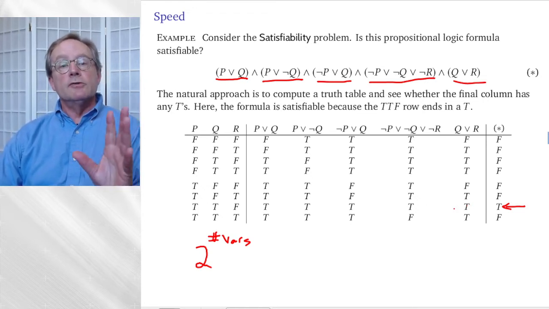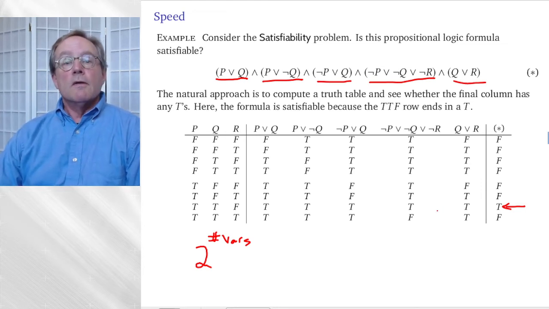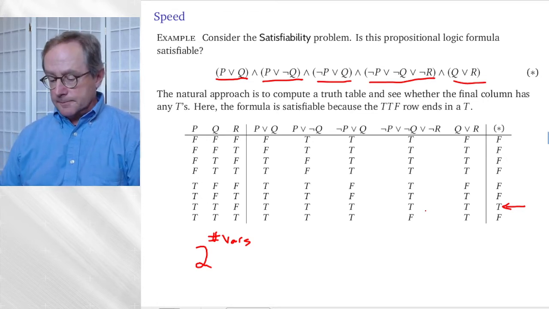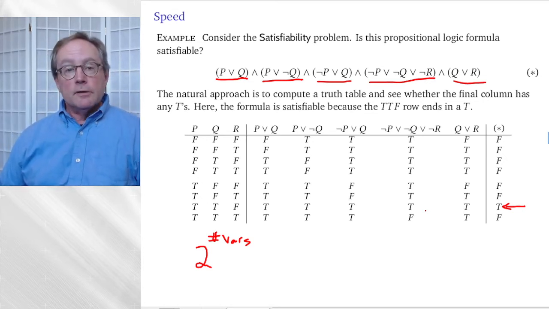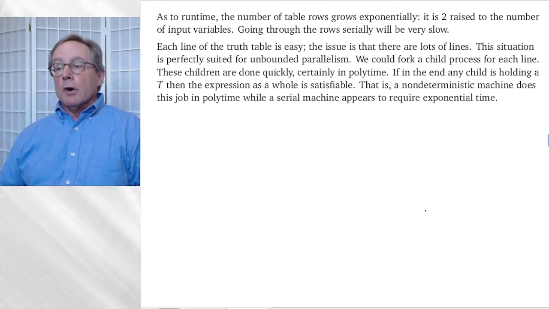So we are interested in these machines because they seem, at least at first glance, to be able to do the jobs faster than a deterministic machine. Okay, so speed is the short answer. Why are we interested in non-deterministic machines? Speed. So the number of table rows goes exponentially.